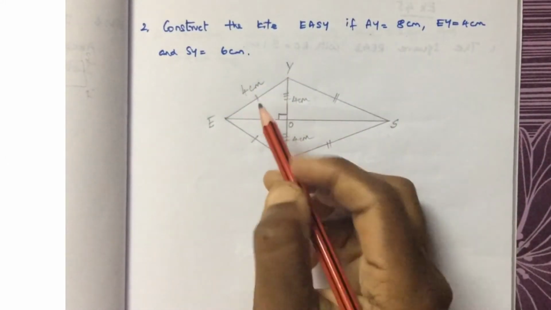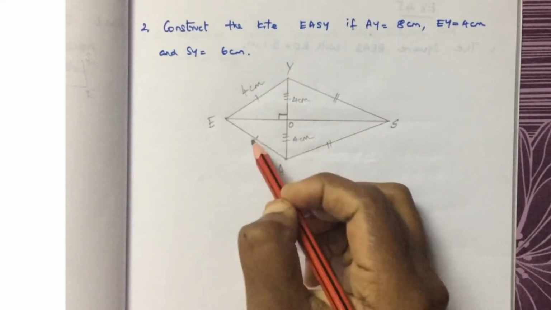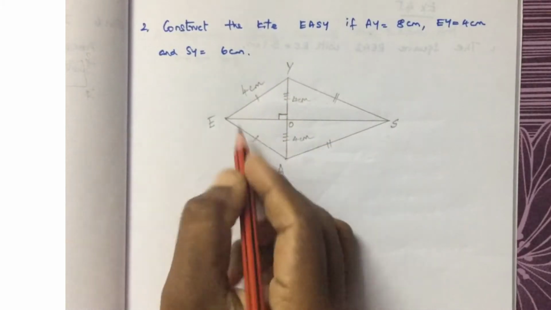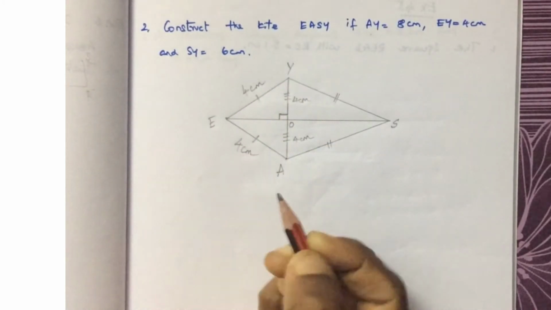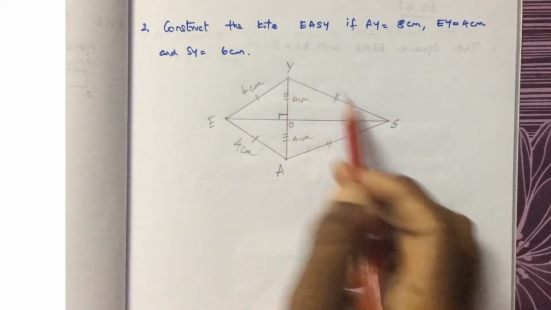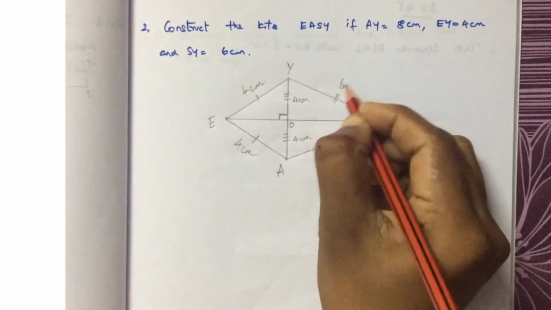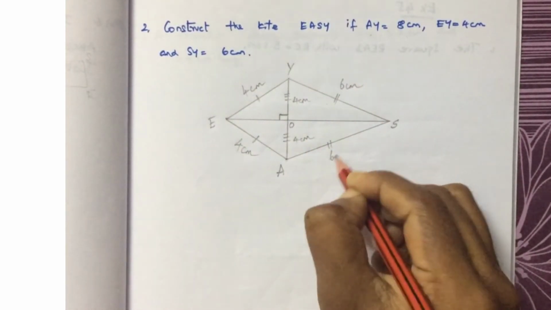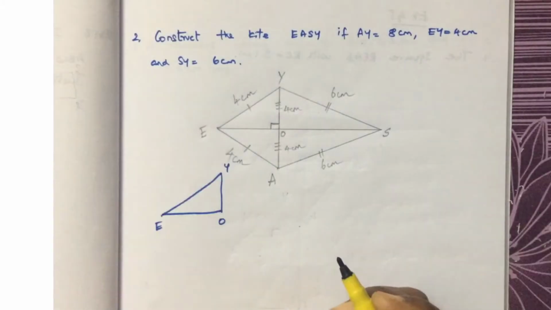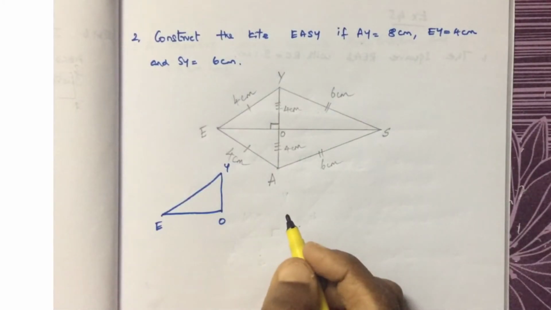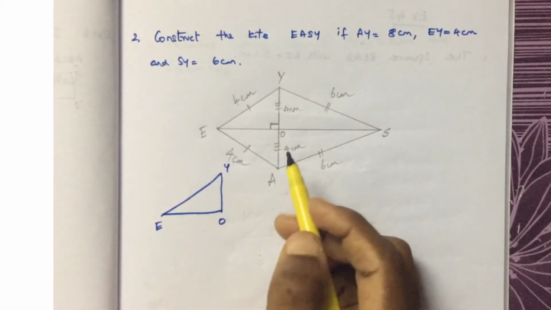Another thing is, these two are of equal measure. If this is 4 centimeter and this is also 4 centimeter, next is SY is 6 centimeter. So here it is 6 centimeter and this is also 6 centimeter. Before constructing, let me do some maths here.